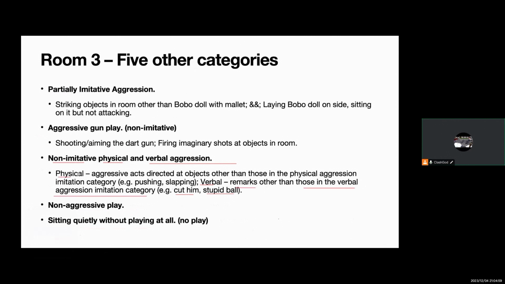The physical ones are similar, just aggressive acts directed at objects other than those in the physical aggression imitation category. For example, pushing or slapping, because if you sit on it or if you hit it on the nose, if you do any sort of imitation, it will be either in the partial imitative aggression one or just the physical imitation one. Okay, and then there's non-aggressive play and sitting quietly without playing at all. Just remember these. It's not much I can do here.